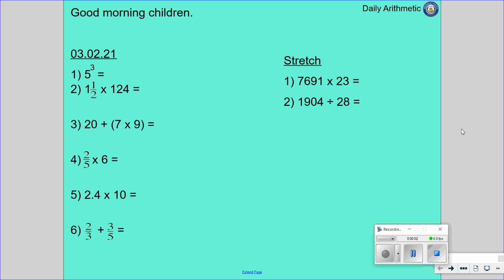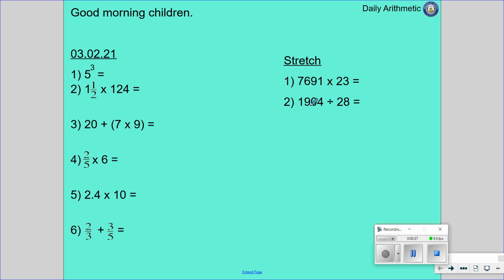Hi Year 6, welcome to Wednesday's maths lesson. Today we're going to be reflecting shapes on a coordinate grid. Before we go into the main part of our lesson though, as usual we have got our 6 arithmetic questions followed by our 2 stretch questions. So if you pause the video now and have a go at those questions and then come back and listen to the answers.